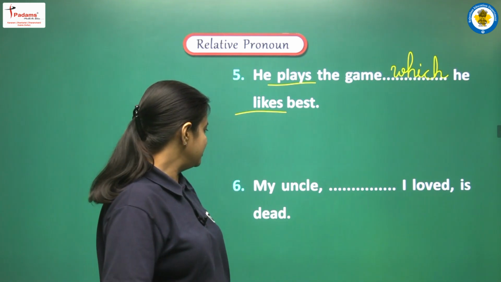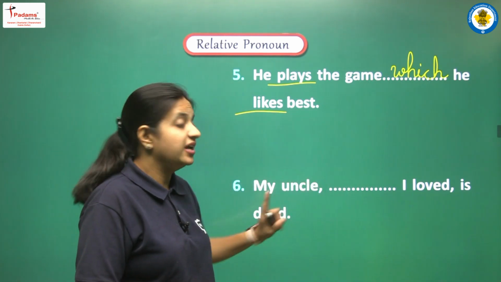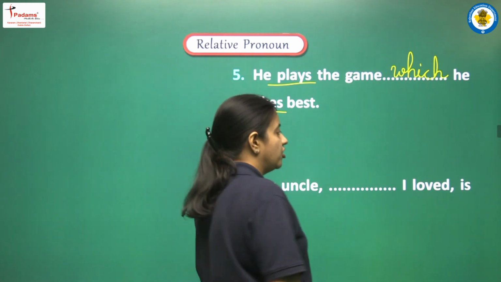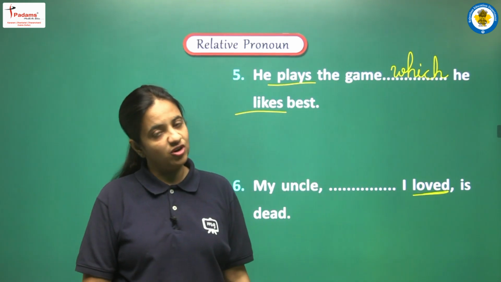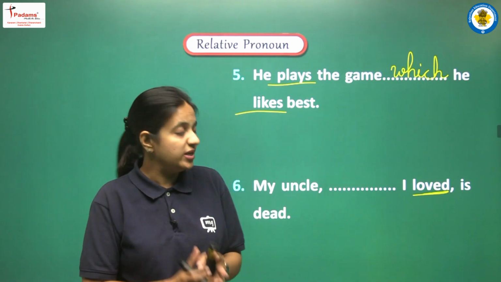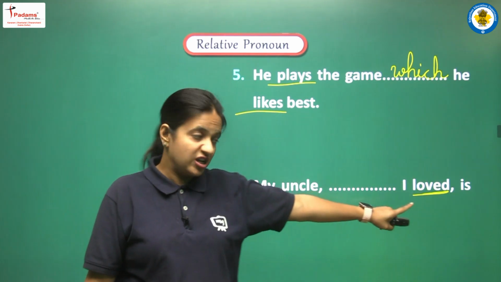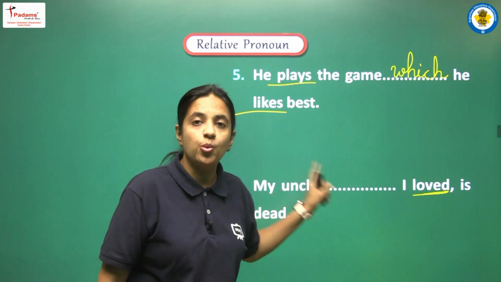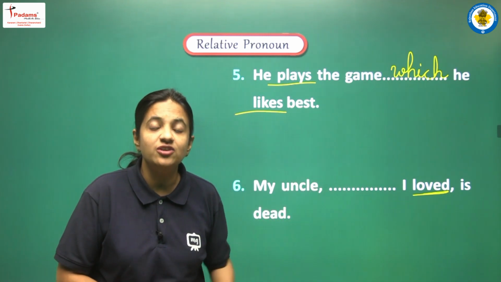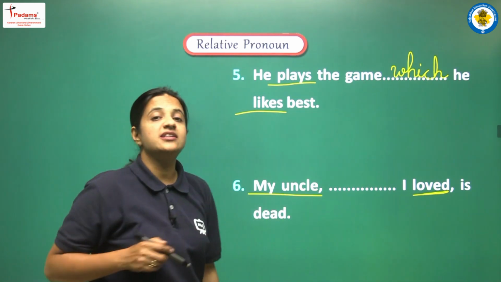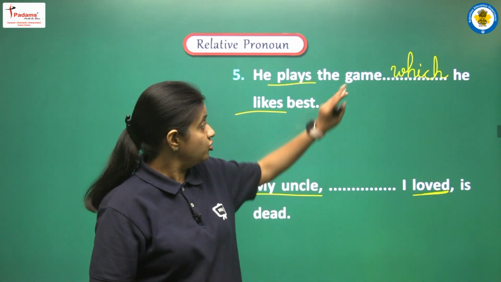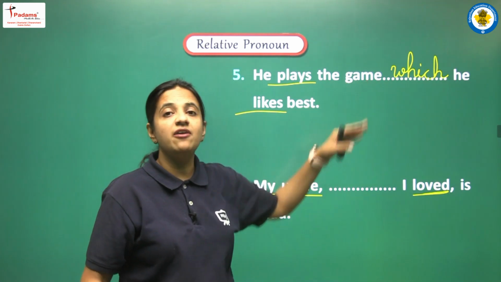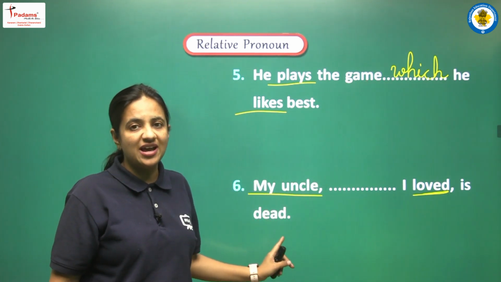Yes. Next sentence, my uncle blank I loved is dead. So here in this sentence again, first of all let's observe the action verb. So what is the action verb? The action verb is loved. Yes, what is the action? The action is to love. And who is loving here? I. So I is the subject here and my uncle is the object here. So we know that we have to use one relative pronoun here that will have the relation with the object, and in this sentence as the object we have one human being. So you can see the difference here: in the previous sentence, yes, an object was given to us, but the object was the game, but here the object is a human being.